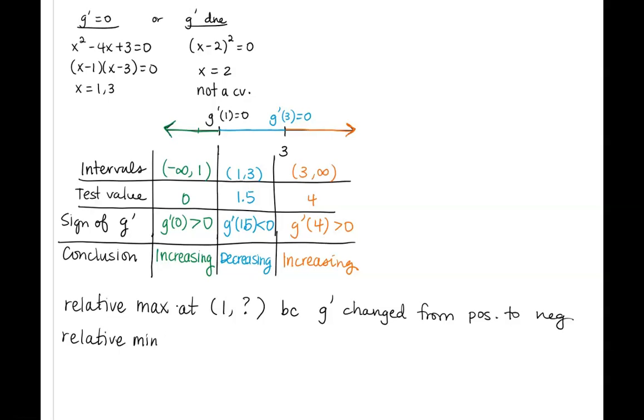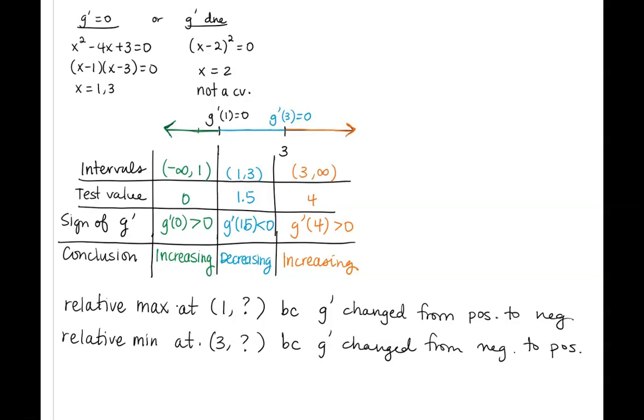Similarly, we have a relative minimum where the derivative changes from negative, decreasing, to positive, increasing, and that is when x is equal to 3. So we have a relative minimum at some point, and I know that because g prime changed from negative to positive.